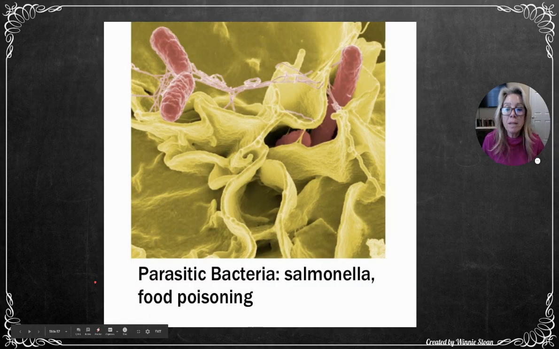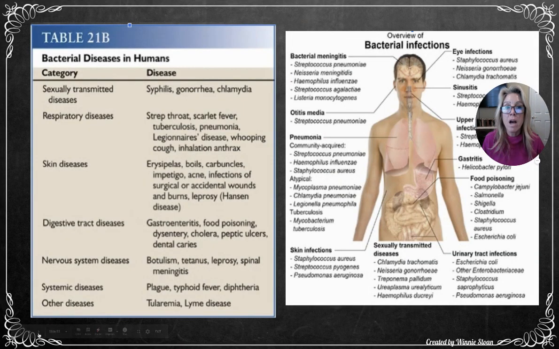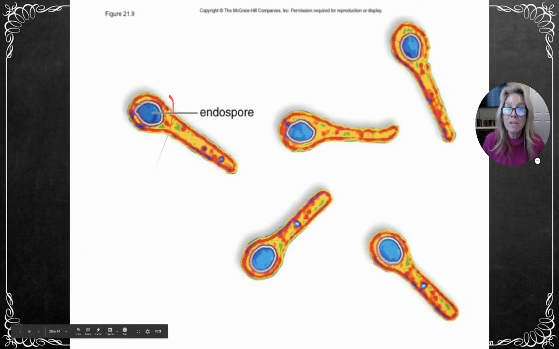Okay, a parasitic bacteria is something like salmonella that you would get from food poisoning. And then here are just some various infections. If you're interested in these, you can just pause and see all the different types of diseases that we can get from bacteria. All right, now here's an endospore.